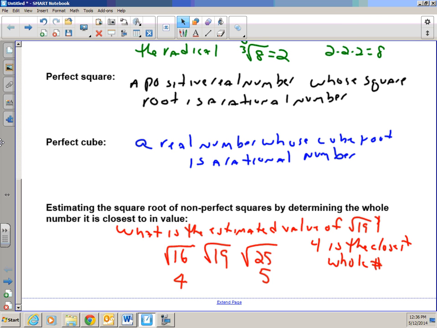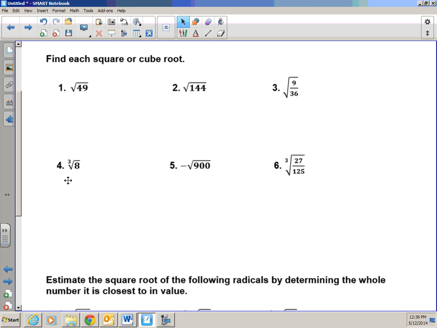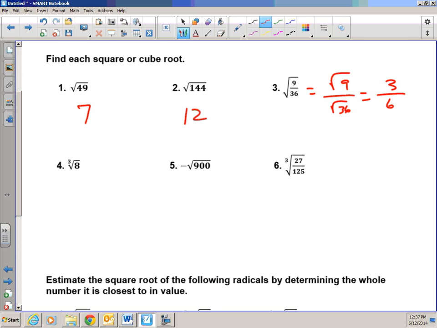Okay? Now we're going to do this today. That's what we're going to focus on, because if we don't understand how to do this part of it, then over the next couple of days it's going to be even more difficult. All right? So let's just get familiar again with our square or cube roots. We've got 7 here, 12. Now this is like the square root of 9 over the square root of 36, which is 3 over 6, which is 1/2. We did this before. That's 2, negative 30, and then 3/5.